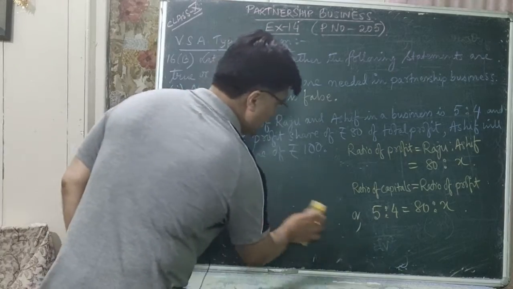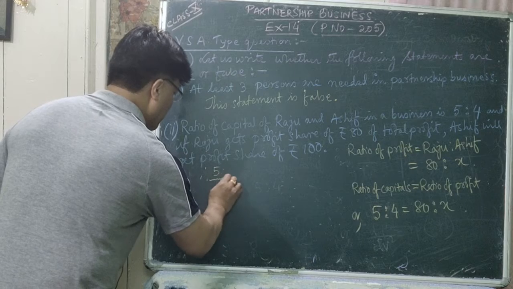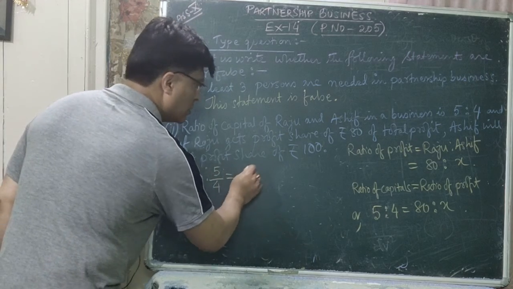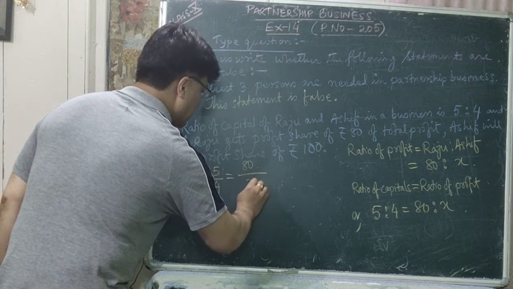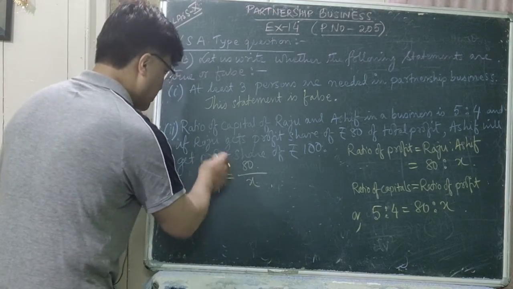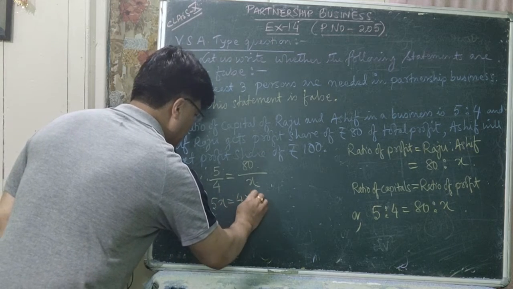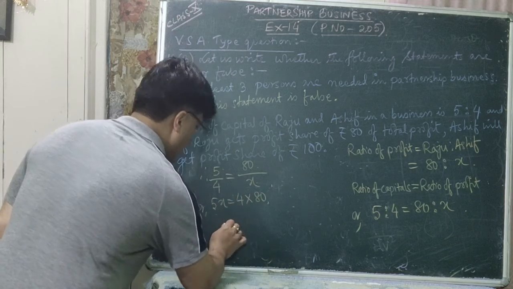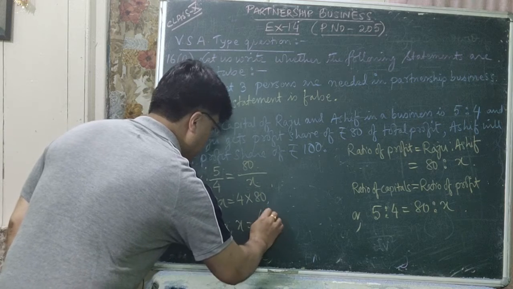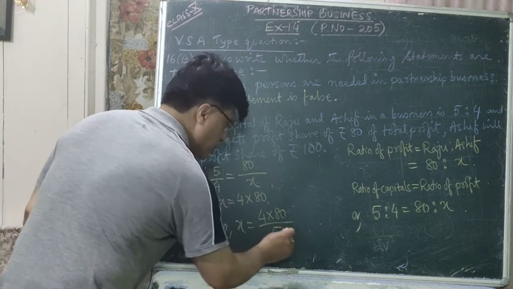So you can solve it. You can write it in terms of fraction. Therefore 5/4 is equal to 80 divided by x. Is that clear? So now you can do cross multiplication. 5x is equal to 4 into 80, or x is equal to 4 into 80 divided by 5. So you can cancel it.